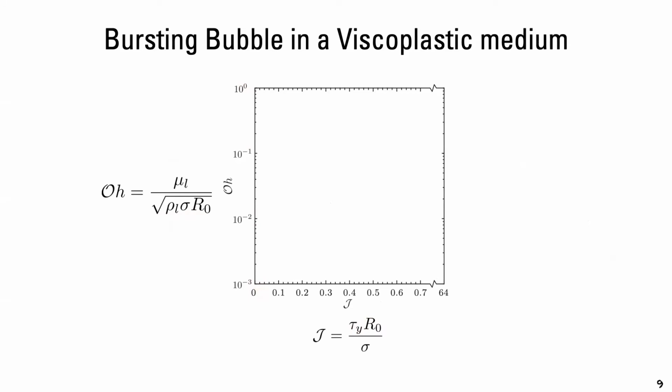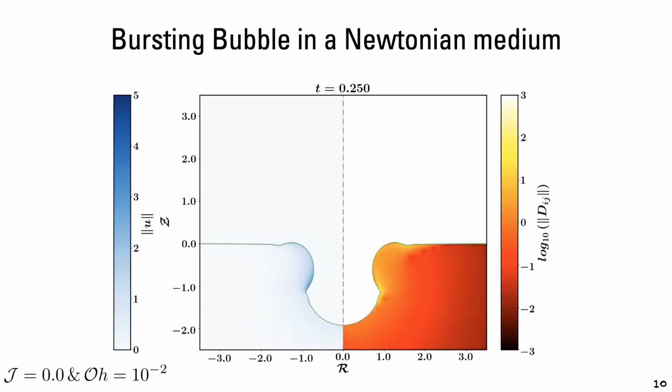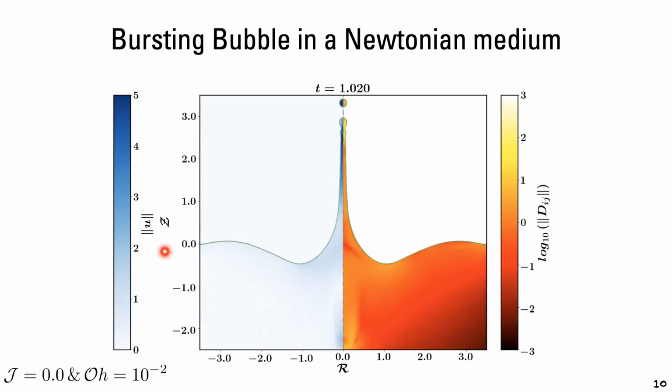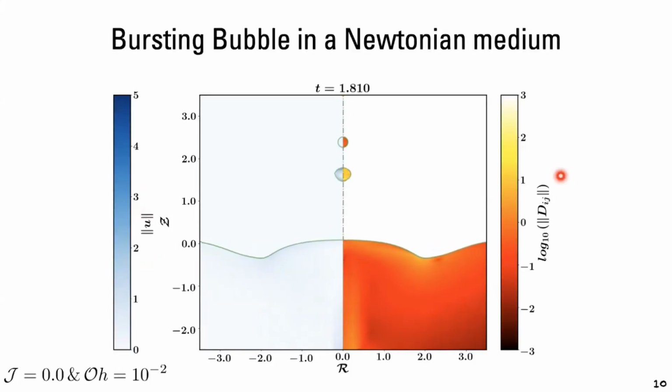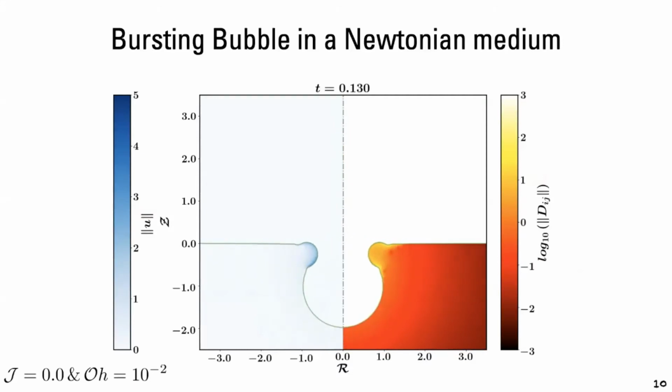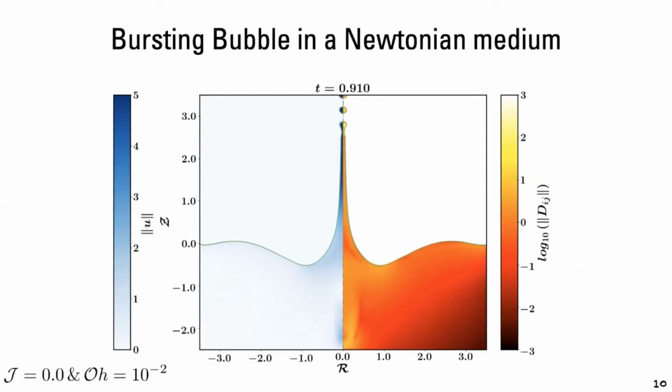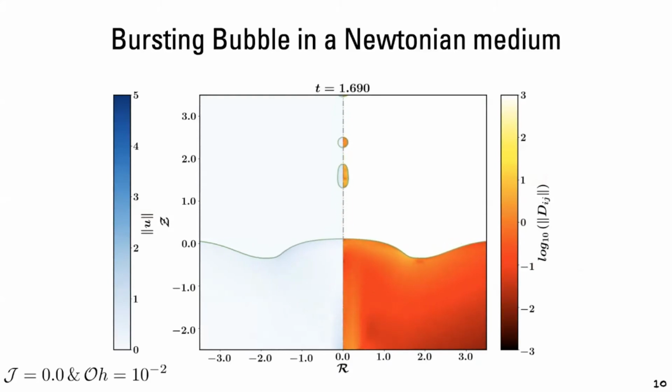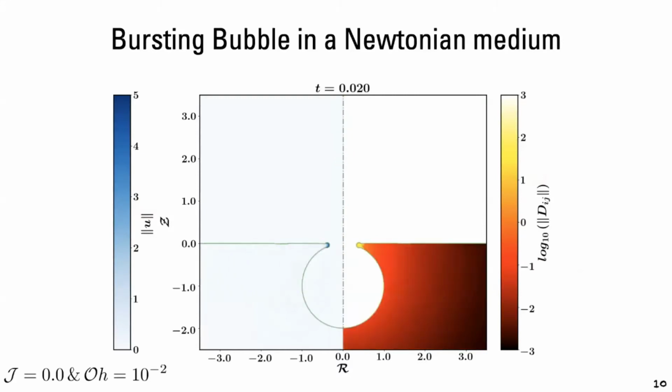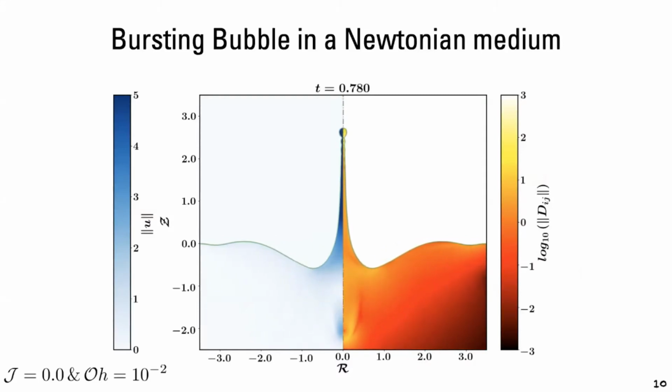So let us first start by looking at Ohnesorge number of 10 to the power minus 2, which is the case of a Newtonian liquid. In this video, the left-hand side shows the magnitude of the velocity vector and the right-hand side shows log 10 of the deformation tensor. The observations in this video are very similar to what we saw in the experiment before. Flow starts as the rim retracts, and then it results in the formation of a train of capillary waves which focus at the bottom of the cavity, resulting in the formation of a Worthington jet, which also forms droplets because of the Rayleigh-Plateau instability.